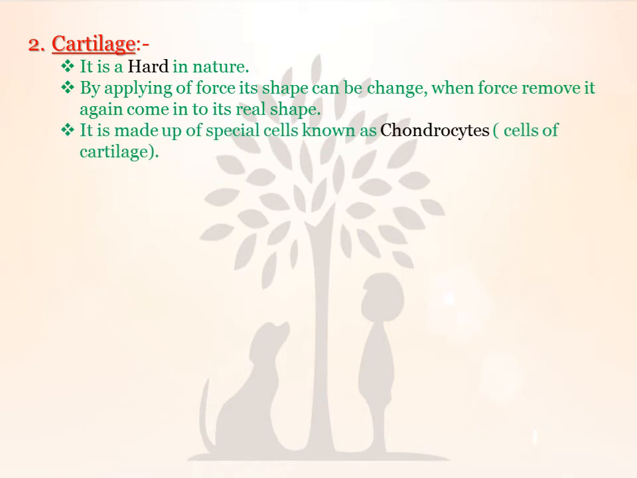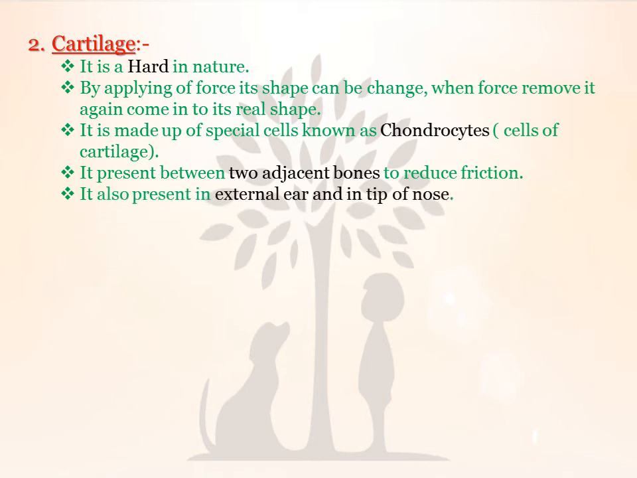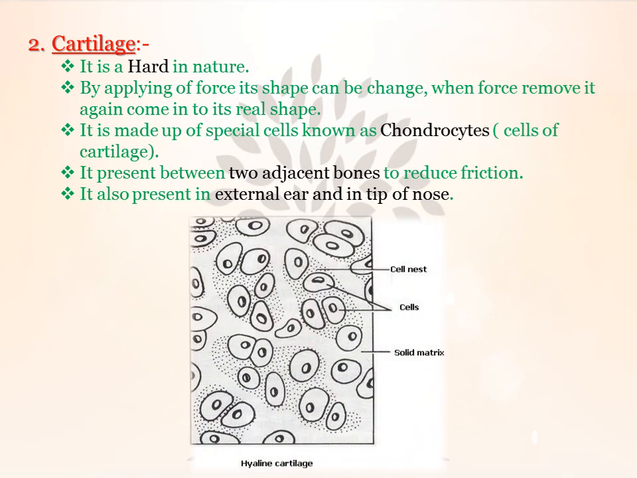It is made up of special cells called chondrocytes, or you can say cells of cartilage. It is present between two adjacent bones, to reduce the friction between these bones. It is also present in the external ear and in the tip of the nose. These are the chondrocytes represented over there.